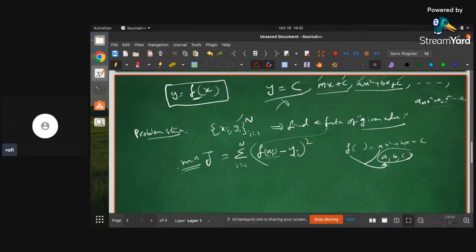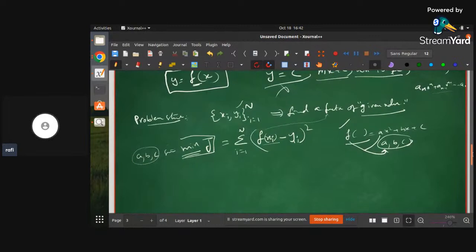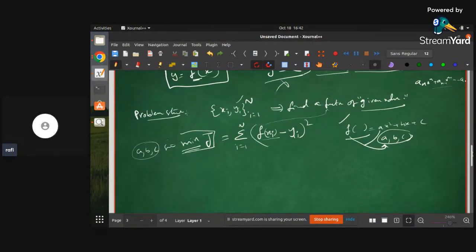So we need to minimize. You need to find a, b, c, the most suitable values of ABC, such that this j should go to 0 or minimum. That ABC values you find by optimization. Then you get f of x, and since this f function is a continuous function, you can find the y for any unknown x. So that is the curve fitting problem statement. The solution we'll discuss later.